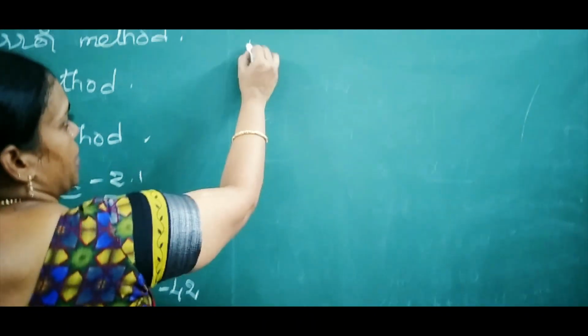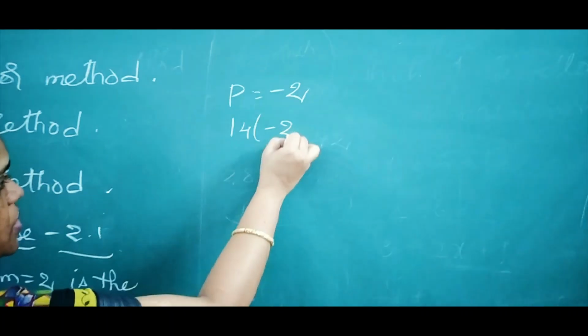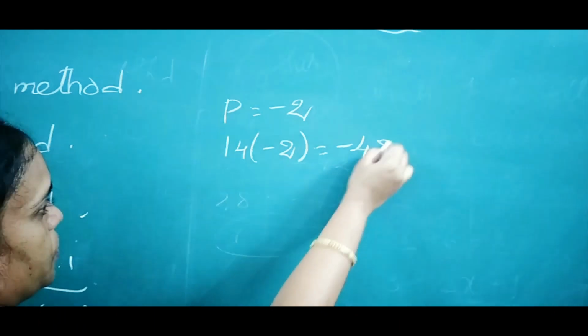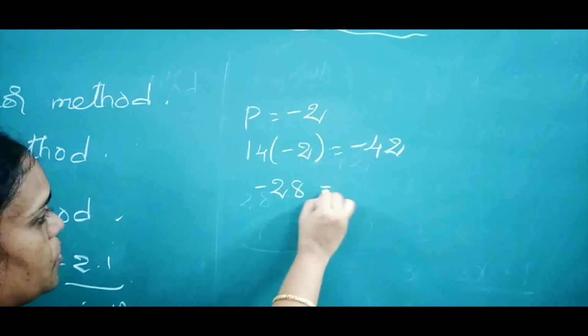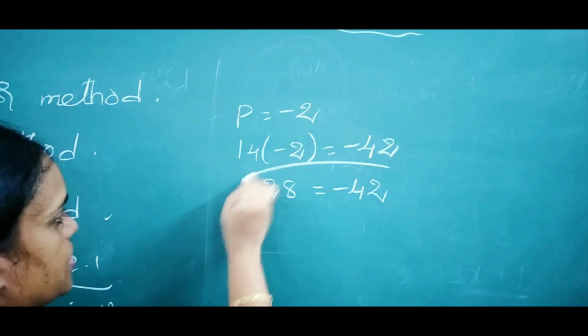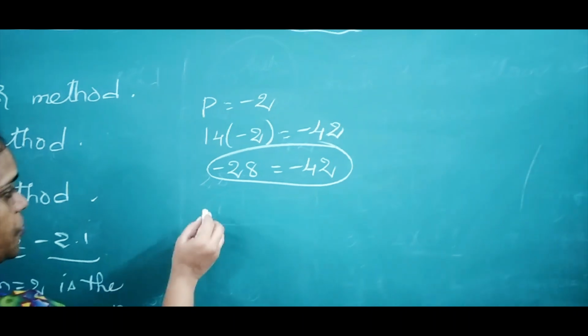Now in the p place you have to take minus 2. Therefore 14 of minus 2 is equal to minus 42. Here 14 twos are 28. Minus is there, so minus 28. So it is not a correct answer because minus 28 is not equal to minus 42.